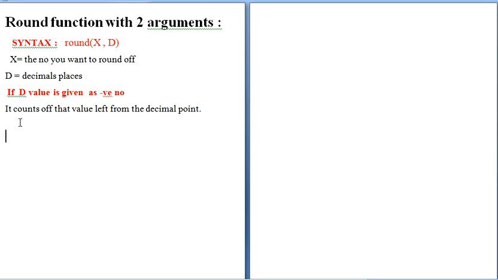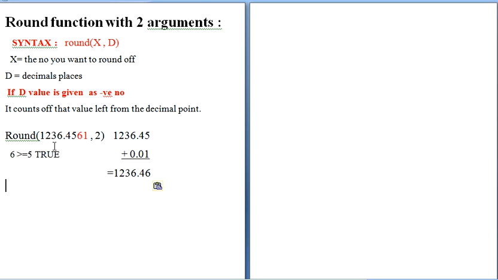This example we have already learned in the previous class. Let's see the same thing. Here we are passing a number like 1236.4561, comma 2. What does it actually say? 2 is the positive number passed as the second argument to our function. It indicates that after the decimal it has to keep two decimal digits and the remaining has to be removed. This is the first position, this is the second decimal digit position. So these two will be kept and the remaining value will be removed.